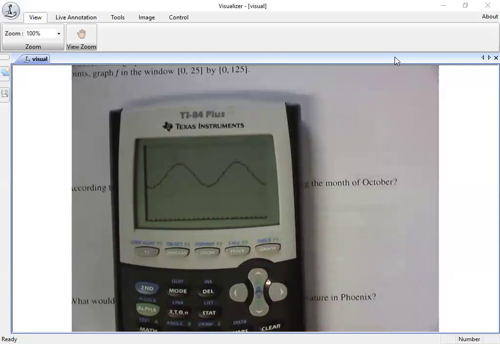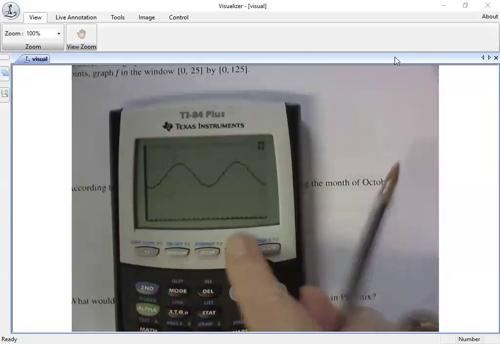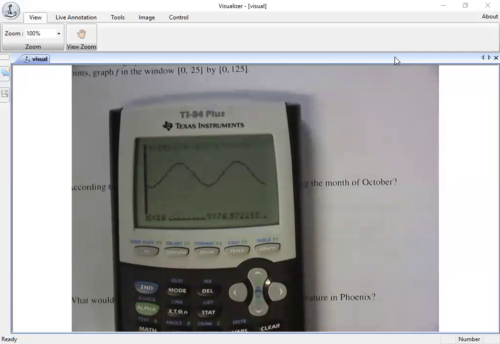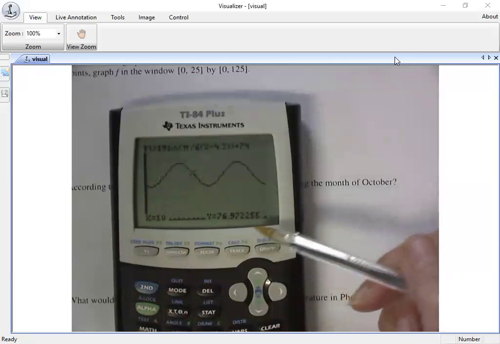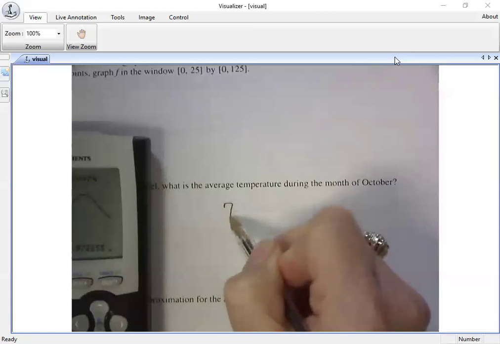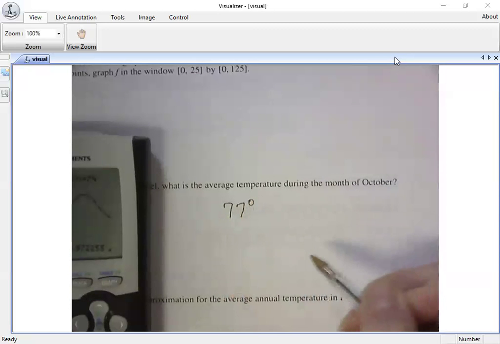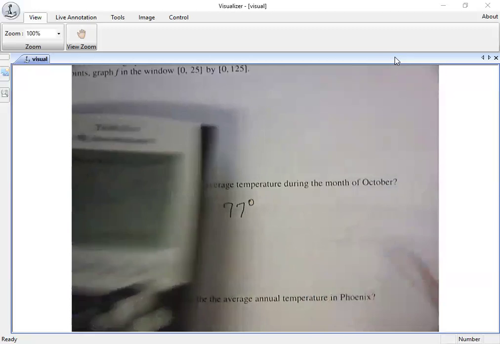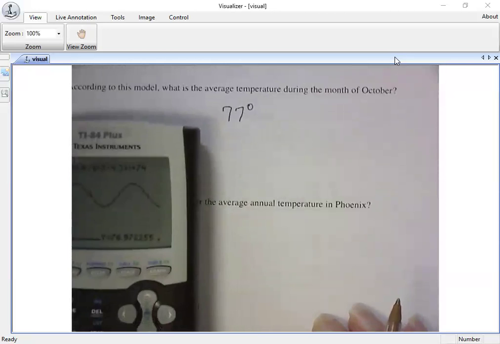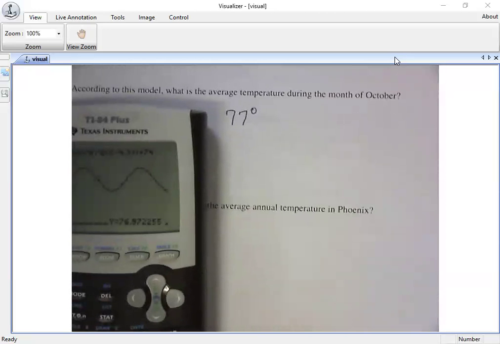So let me just show you, if you want to get October, instead of just hitting trace, hit second trace and hit enter for value. I can tell it I want to know what the temperature is when x is 10. So if I round that to the nearest degree, what do I get? 77 degrees. Are y'all getting something different? Before I did the pi over 6, I put 2 parentheses. Okay, so you figured it out.